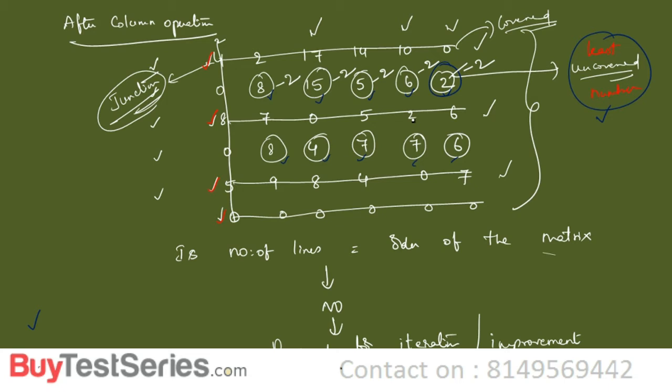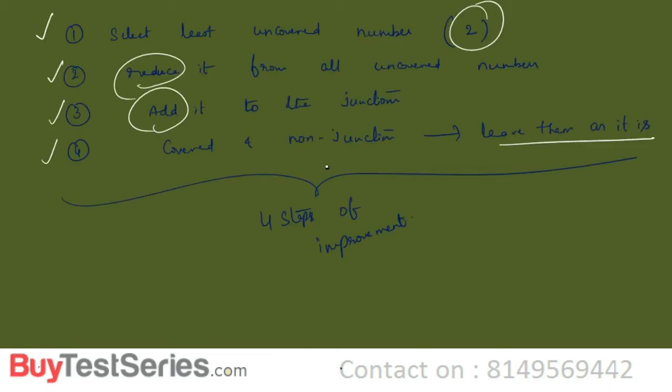You got the point? So that's what you're going to do, right? Next, 8 minus 2, 4 minus 2, 7 minus 2, 7 minus 2, 6 minus 2. Got it? Then here you need to add 2. 4 plus 2, 8 plus 2, 5 plus 2, 0 plus 2. Remaining numbers, you leave them as they are, the covered and non-junction. Okay, if you do this working, you'll get the resultant matrix like this.